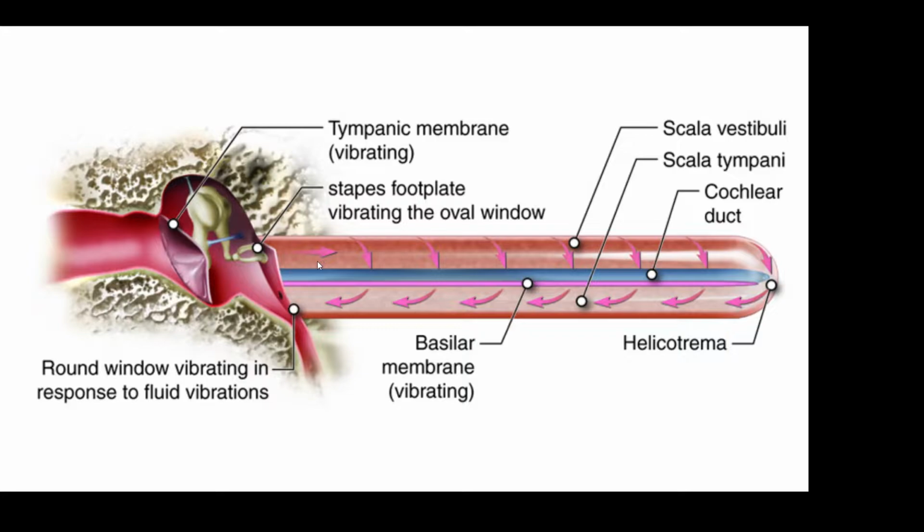And generally sound travels much faster through a liquid than through air. In air, remember, sound travels about 345 meters per second. In the perilymph, this fluid that fills the cochlea, it travels about 1,500 meters per second. So like 4 or 5 times as fast.